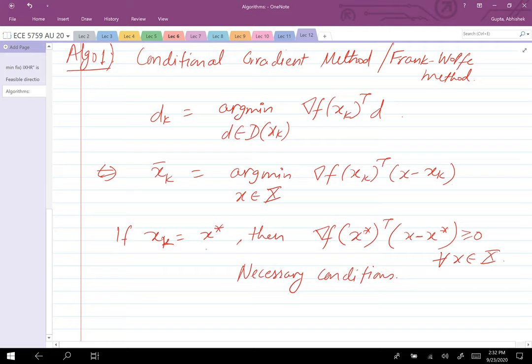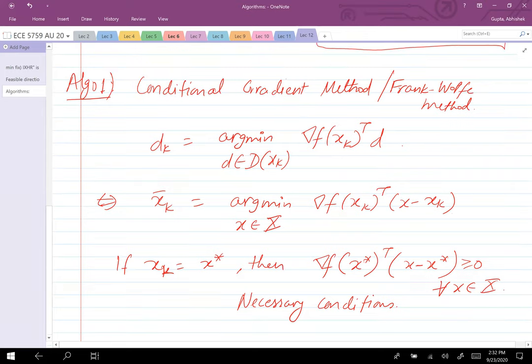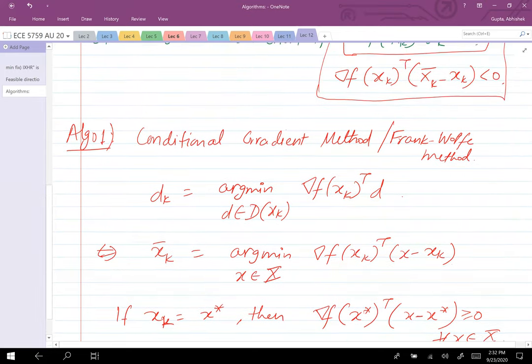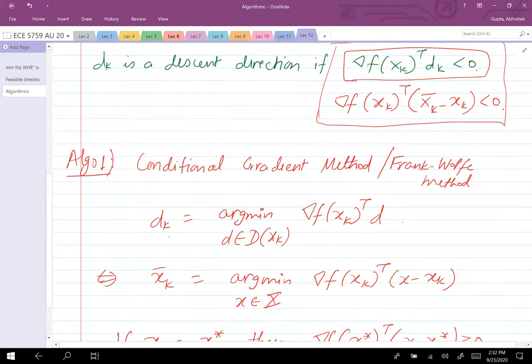Okay, so if you're at the optimal point, then of course there is going to be no feasible direction. So if you do the minimization, you will always get a value which is greater than or equal to zero. However, if you are at a non-optimal point, then you will most likely encounter a direction dk where the minimum value of this is negative. And therefore, you will always be in a descent direction when you apply this particular conditional gradient method.